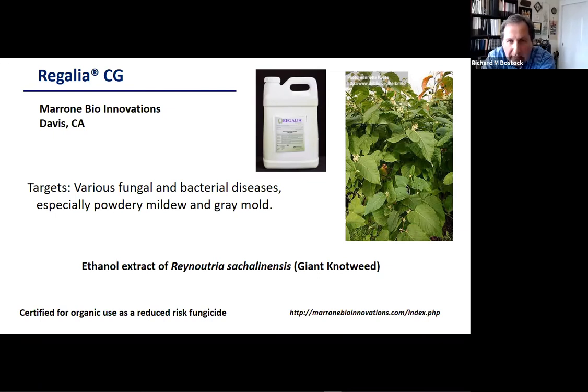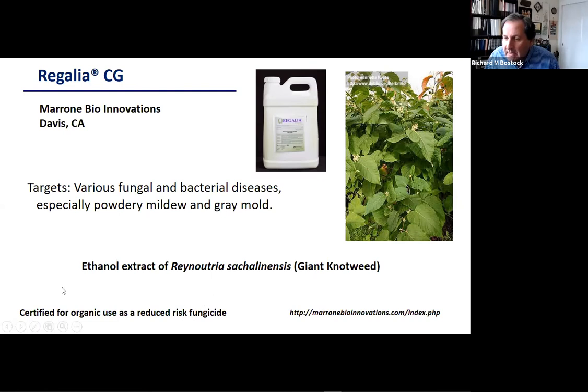The chemistry, I think the company knows, but it's not something that I've ever been able to figure out. It's an ethanolic extract of the giant knotweed plant. So apparently there are extractives in the giant knotweed that can turn on this induced resistance. As far as what it turns on, it appears to be salicylic acid, but there may be some turning on of JA as well. I'm just not sure, but it's kind of a mixture of things. And perhaps Marrone Bioinnovations would be able to tell you if they were inclined.